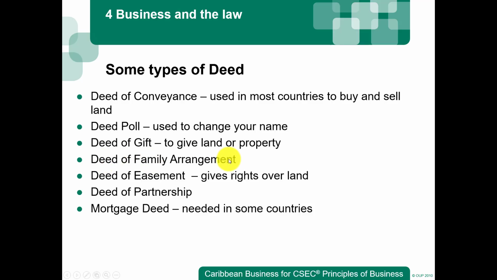Deed of family arrangement. Deed of easement gives rights over land. Deed of partnership. Deed of mortgage. So all these are examples of deeds. And deed of conveyance is used in most countries to buy and sell land. So all these are examples of specialty contracts or deeds. So you can just look at them, and if they ask for an example, you can list any one.